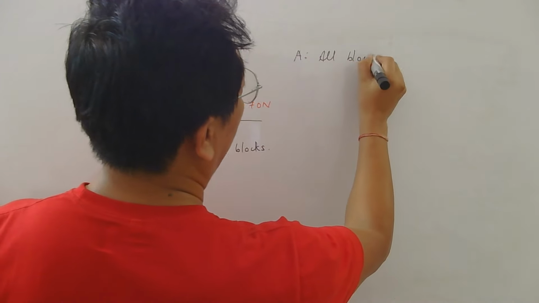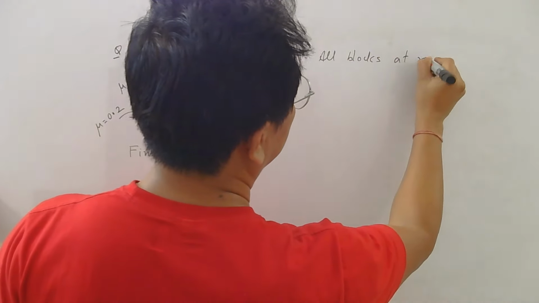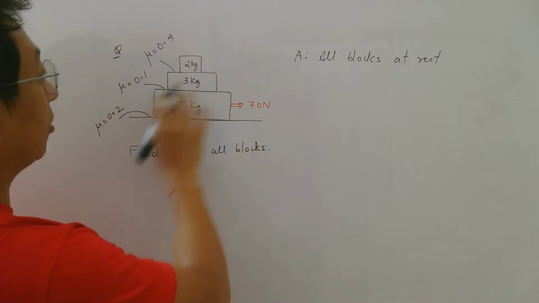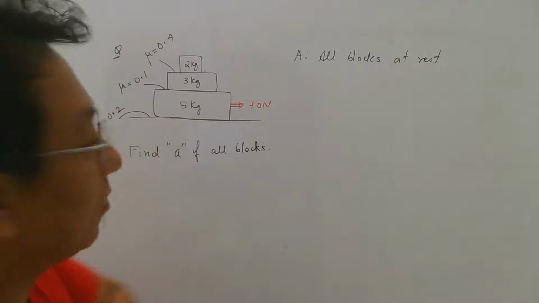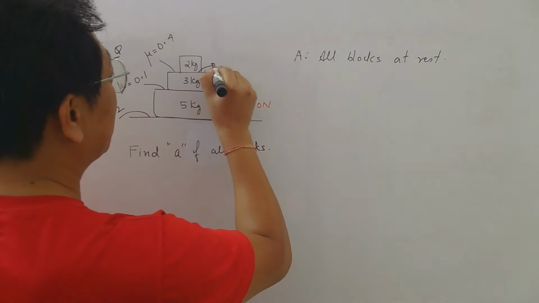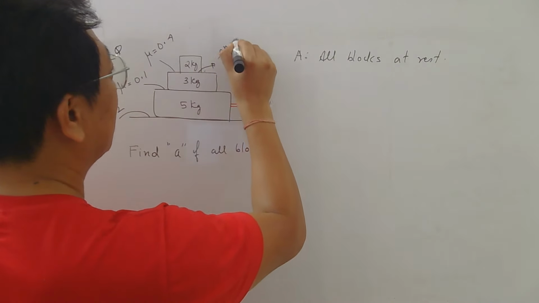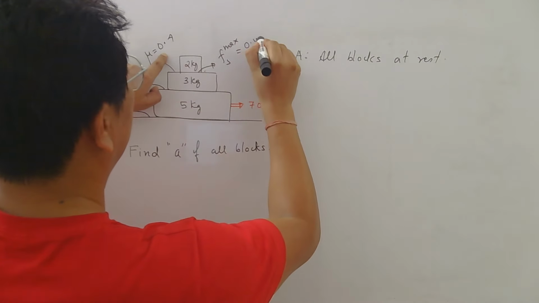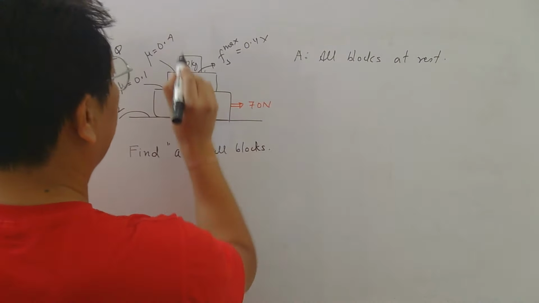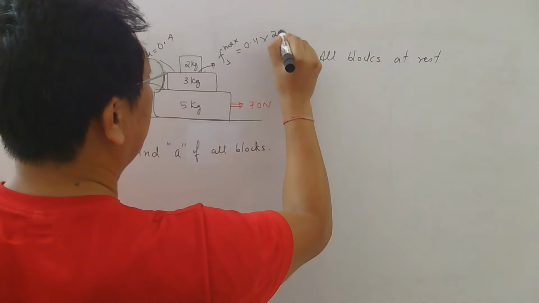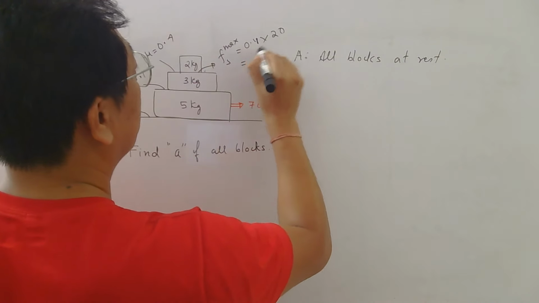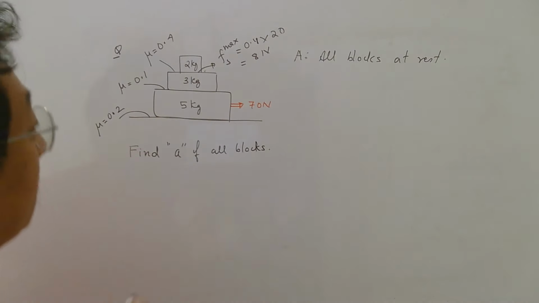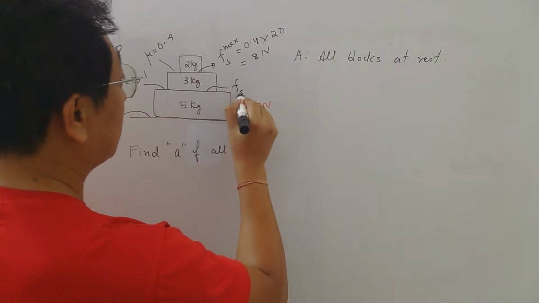All blocks are at rest, okay, with respect to ground. So if you stand here, you see all of them at rest. But before that, we should calculate the max value of friction everywhere, I told you. Yes or no? So what is the max friction here? Mu into normal. Normal here has to balance the weight of 2 kg, which is 20 Newton. So this is 4 by 10, this is 8 Newton, right? 0, 0 cancels, 4 2s are 8. Here what is the maximum static friction?